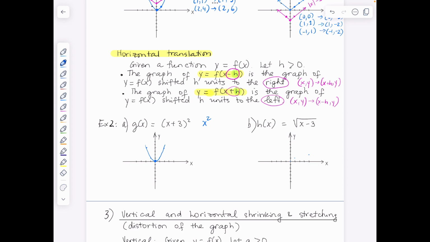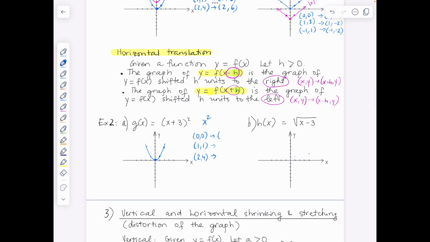And determine 3 critical points. We can use the same thing as before. So 0, 0, 1, 1, and 2, 4. All right, transform. Keep all the y's the same. Keep all y coordinates the same.